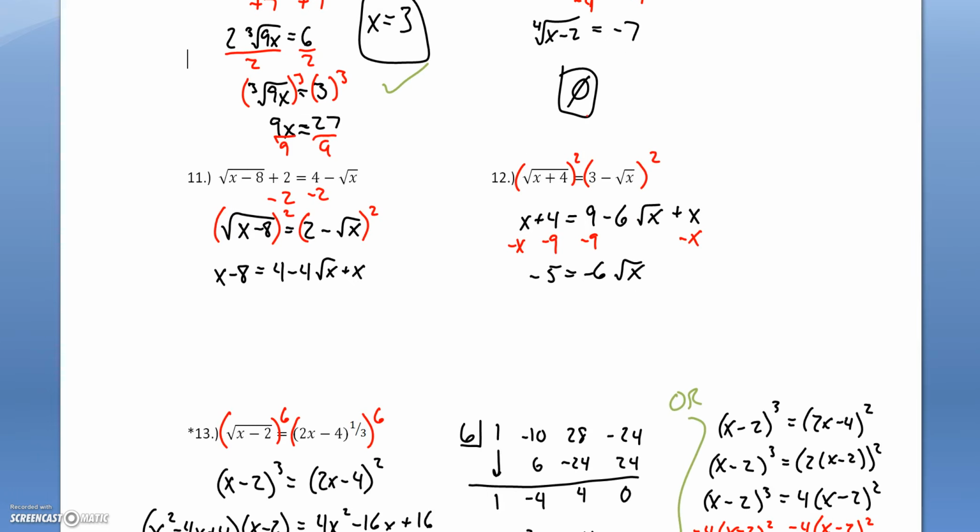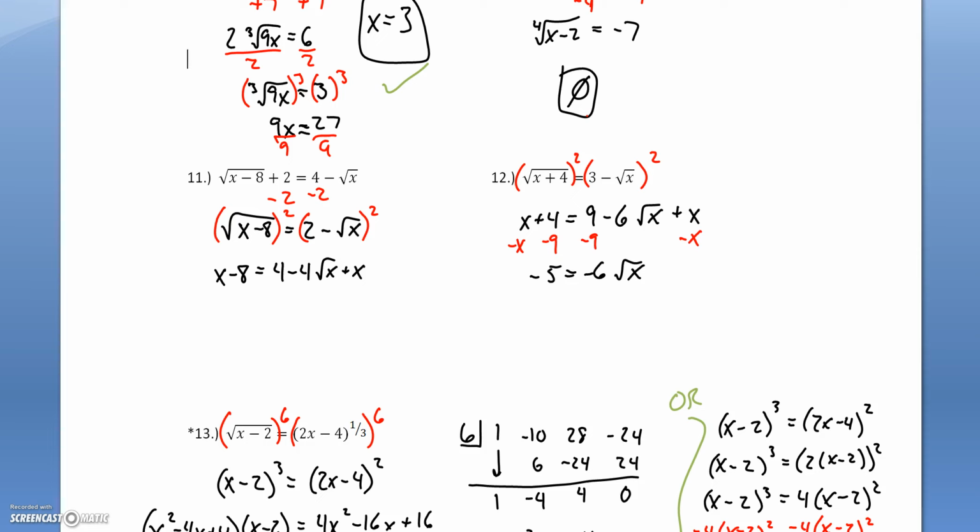Number 11, 11 through 13, these are where it gets a little bit tricky in terms of trying to solve these things because I have multiple radicals. So remember, you want to isolate one radical at a time, all right? Always isolate the bigger radical first. It just makes things a little bit easier when you do that, okay? So like in this first one, I want to isolate the square root of x minus 8 first because it's larger, okay? So I isolate the square root of x minus 8 by subtracting the 2.